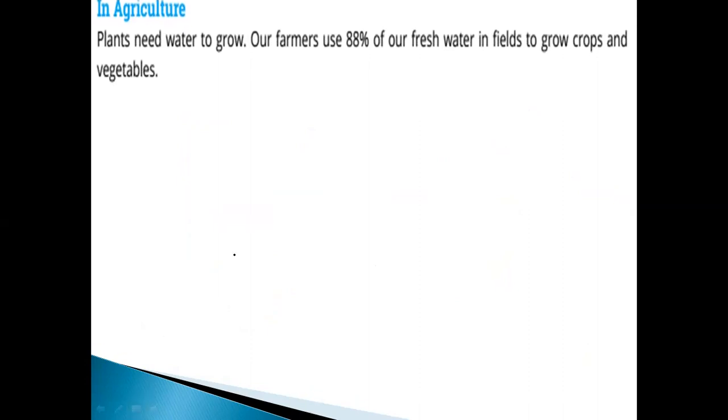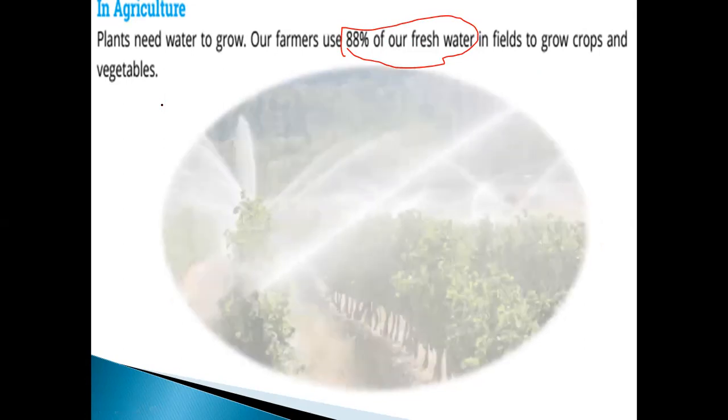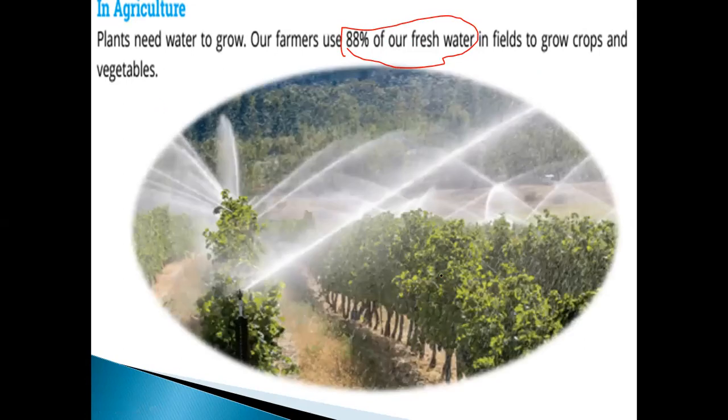So in agriculture, almost farmers use 88% of fresh water, that fresh water which we use for drinking purposes. So 88% of fresh water is used in the fields to grow crops and vegetables. There is a new method of irrigation just to water the crops as well. So by this we can reduce the water use as well.